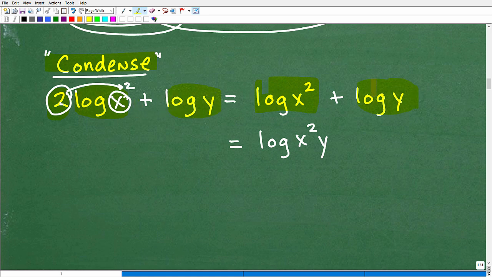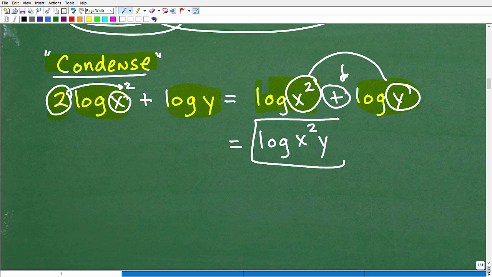Okay, we're just going to do one property at a time. Now, once I've done that, I know I have an addition operator here, meaning that this was a product at one time, right? Because these can be written as a product, x squared times y. So when I do that, this is log of x squared times y, okay? So this is obviously what we were doing in our previous little problem here. So what we did was condense.